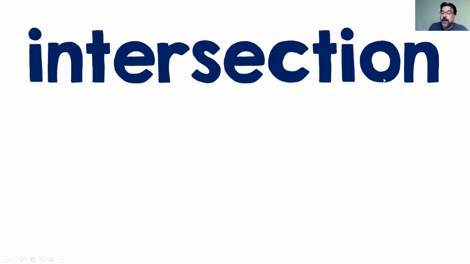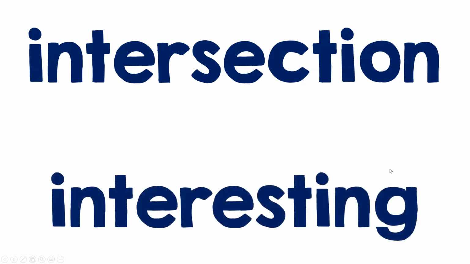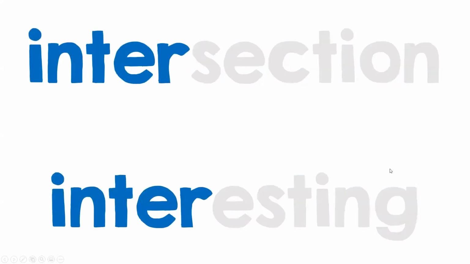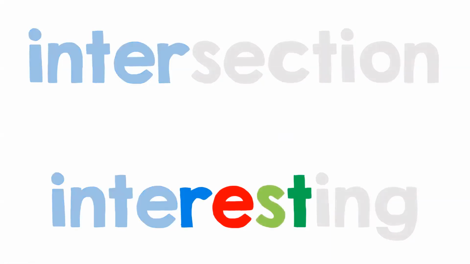So we'll start by, let me get out of the way here, because intersection is a really big word. We're going to compare intersection with interesting, all right? They both start with inter. I'm going to talk about that prefix in a moment. Down below, interesting has rest, R-E-S-T. But if you look up top in intersection, it also has an R-E-S-T in the middle.